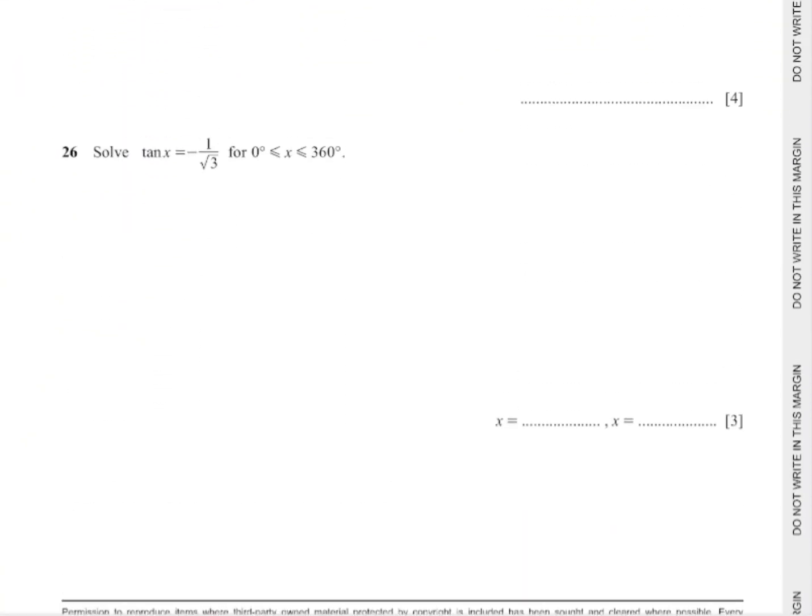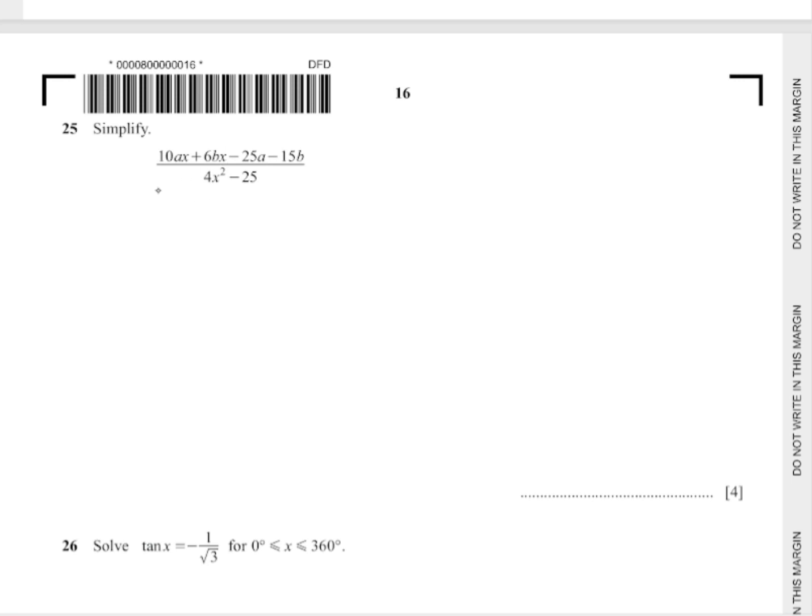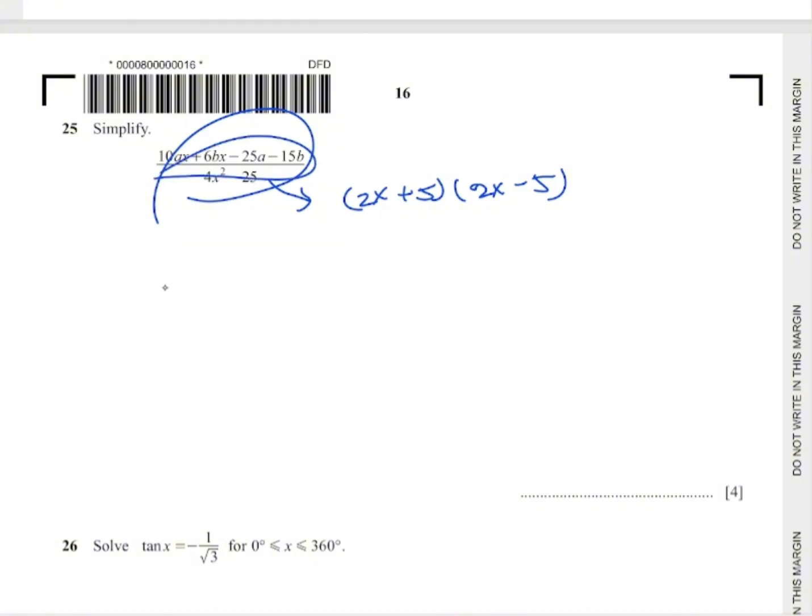Okay, now the last two questions. Simplify. Looking at this, we can tell that first, the denominator is obviously a plus b times a minus b, which gives us a squared minus b squared, so it would be 2x plus 5 times 2x minus 5. This is the denominator, and our numerator, we try to simplify.